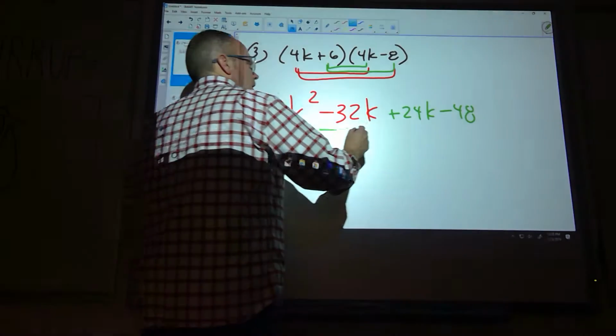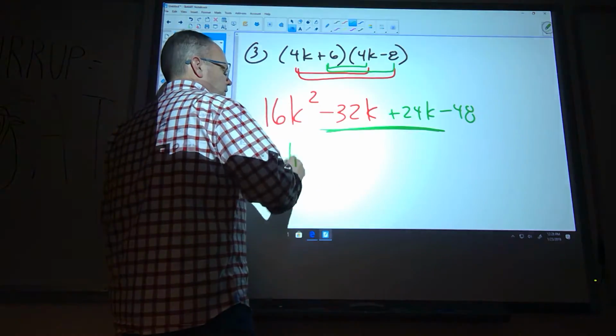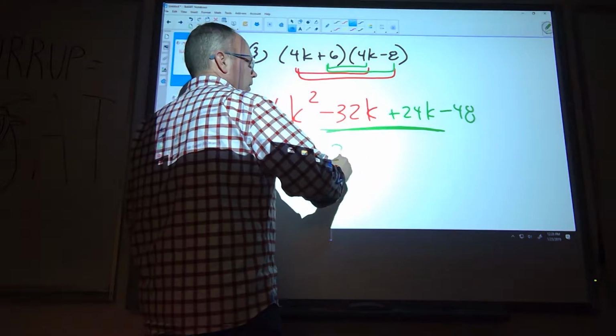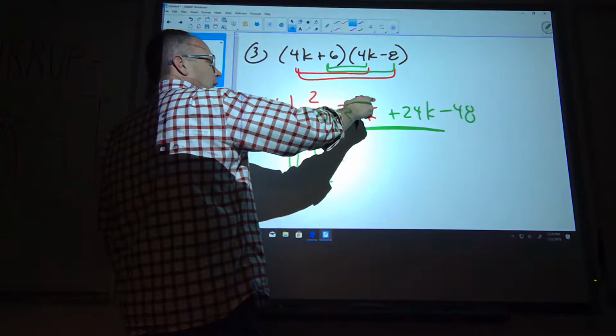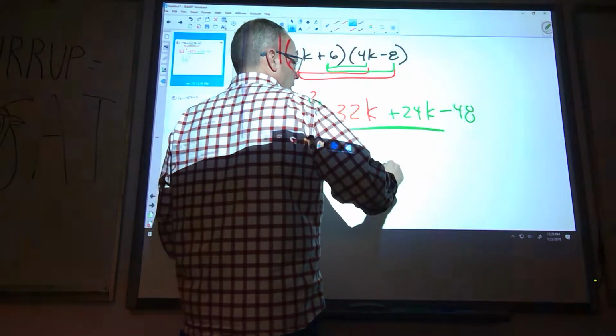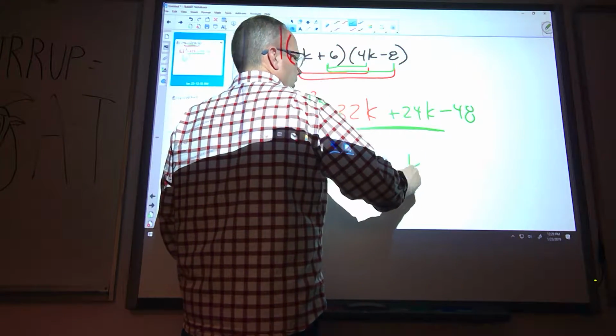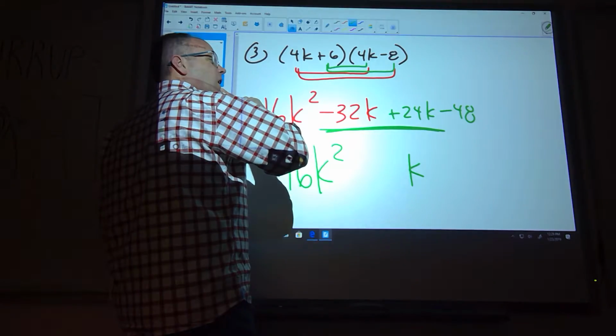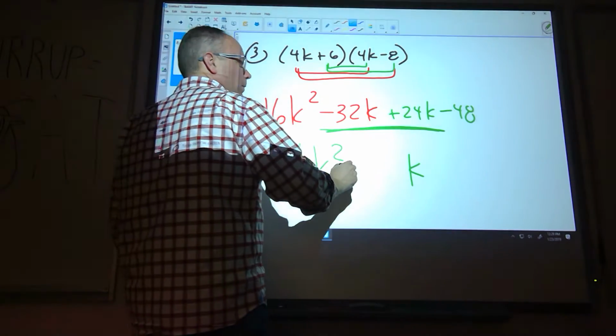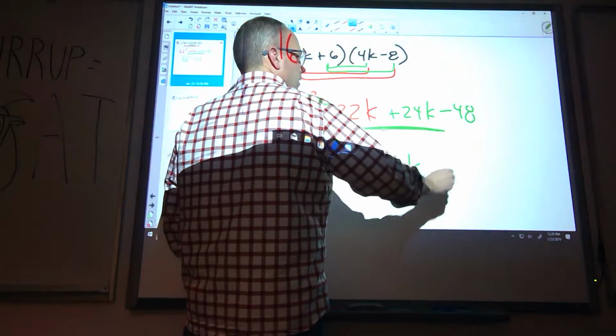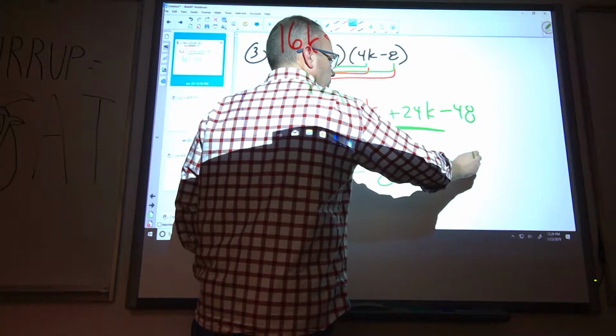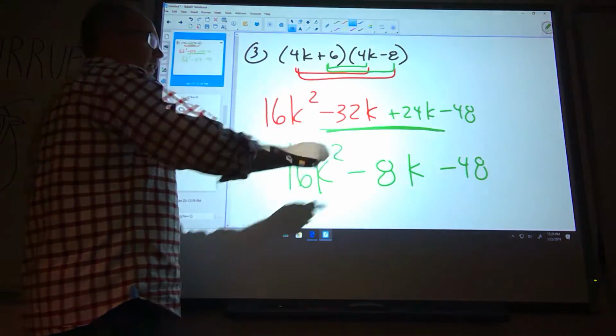So I can combine these like terms right here. So I get 16k squared. And then negative 32k added to 24k. Well, I know I'm going to get a k in there. So that's going to be minus 8k. And then minus 48. And that's our final answer.